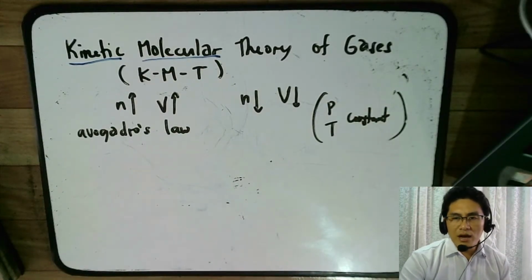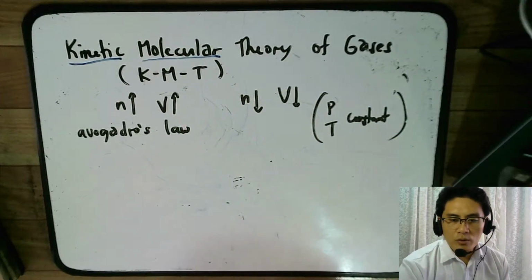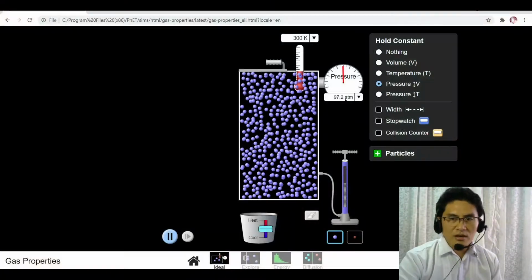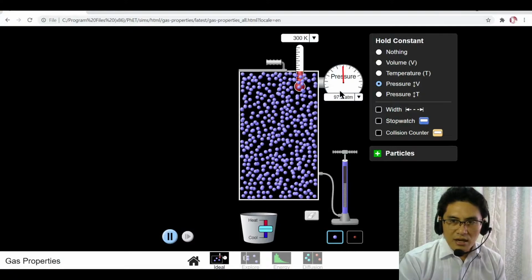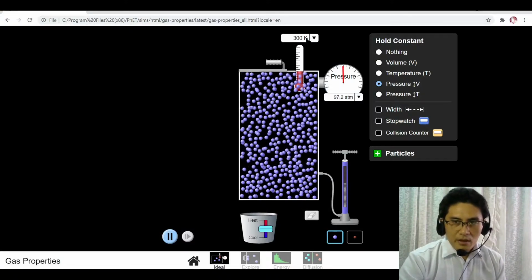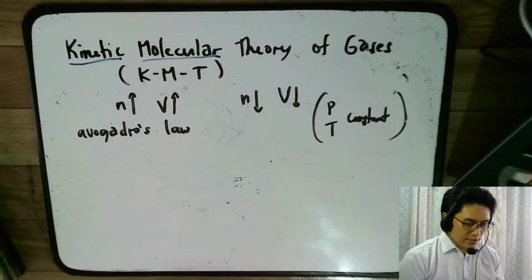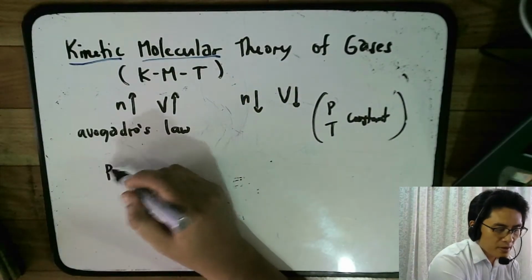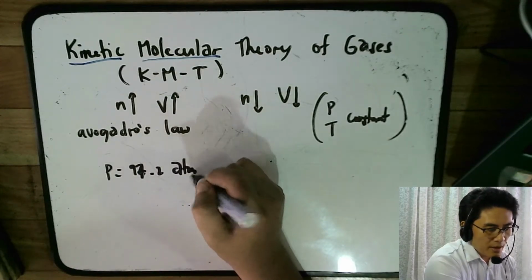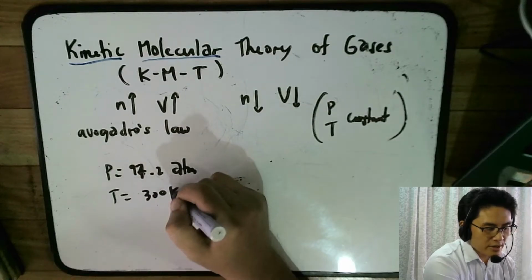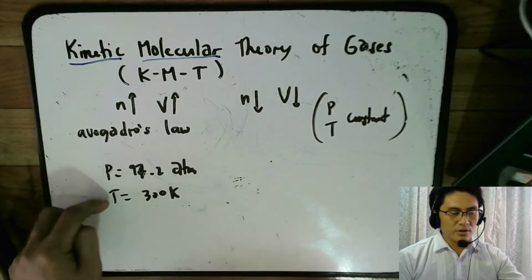So in order for us to look at an experimental simulation of this, we have to go to this animation here. Take note, the pressure right now is 97.2 and the temperature is 300 Kelvin. Let us jot that down. The pressure is around 97.2 atm and the temperature is around 300 Kelvin. And please take note that we have to keep these constant.